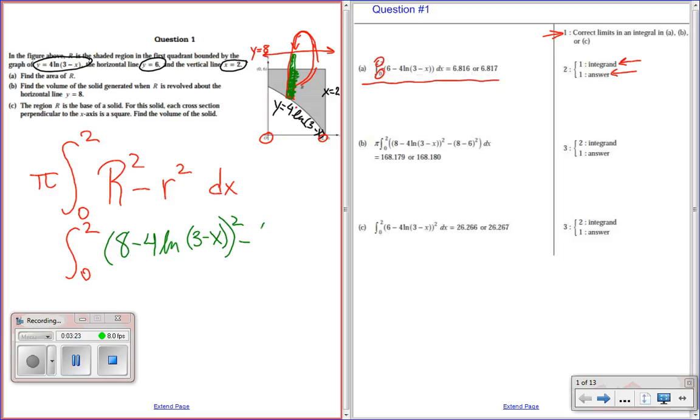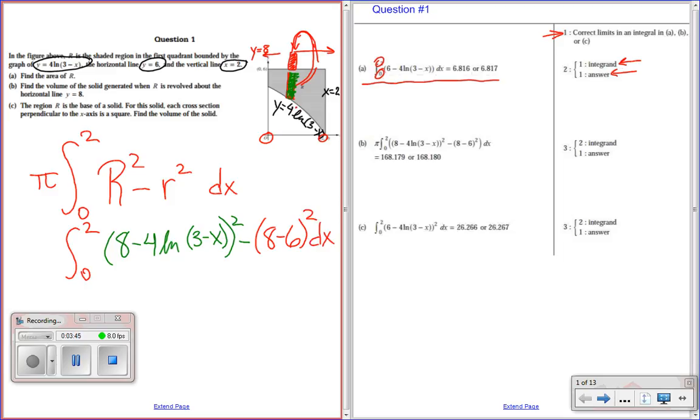And then the small r squared is just this section in here. So then it's going to be 6 minus, oh, wait, no. The small section is this section right in here. That's the part we're taking out because we don't want to include that in the volume. So that's the small r. So it's 8 minus 6 squared, and it's all with respect to x.